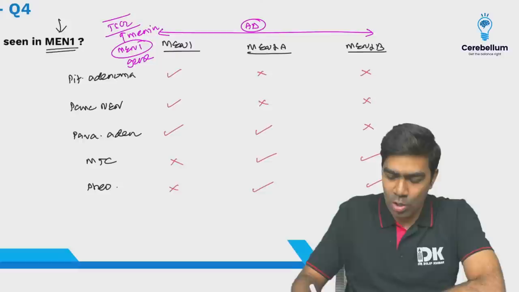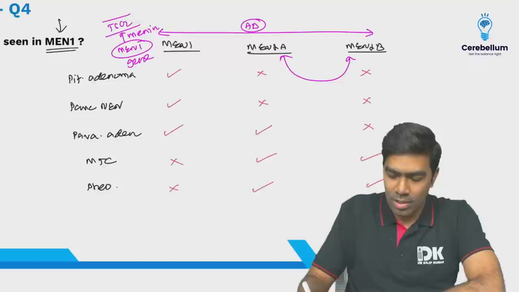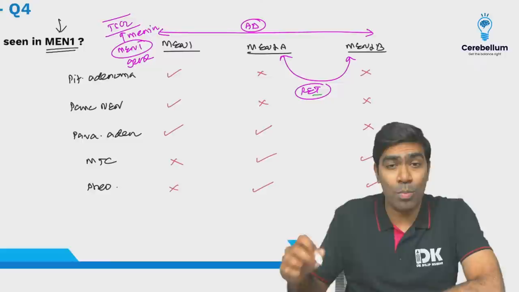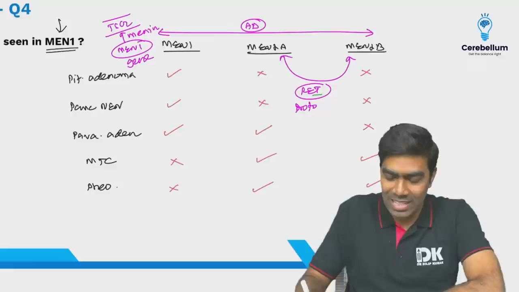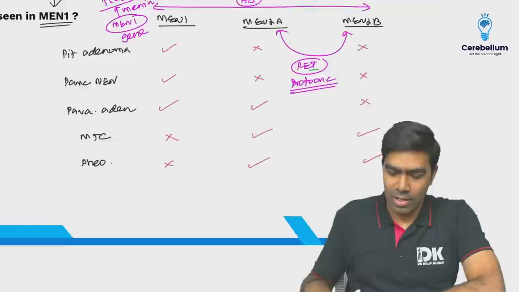MEN2A and MEN2B, on the other hand, are due to RET proto-oncogene mutation. RET, the name itself says it, is in chromosome number 10. It is not a tumor suppressor gene, rather it's a proto-oncogene. Okay, so MEN2A, MEN2B.